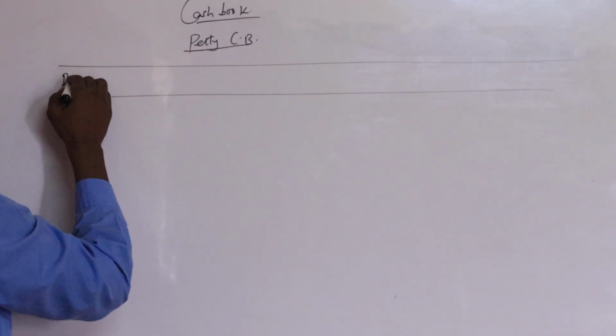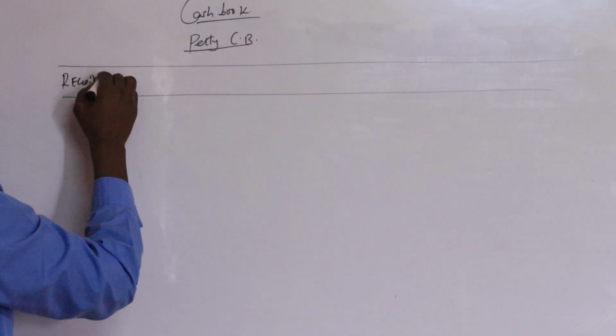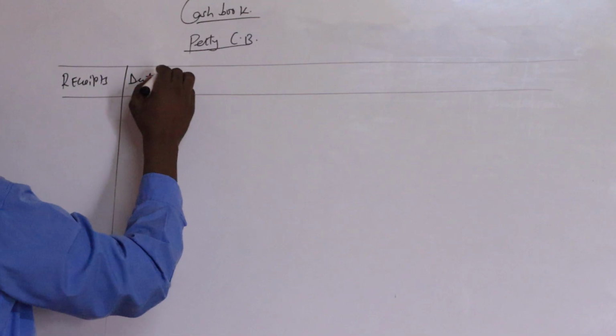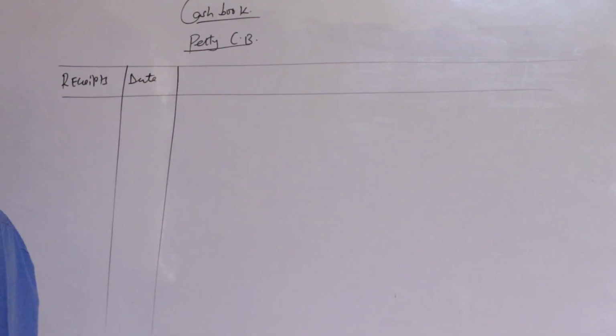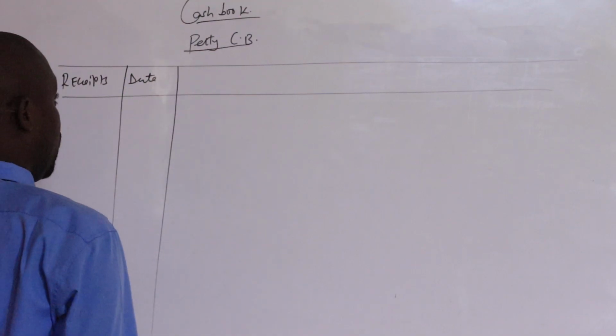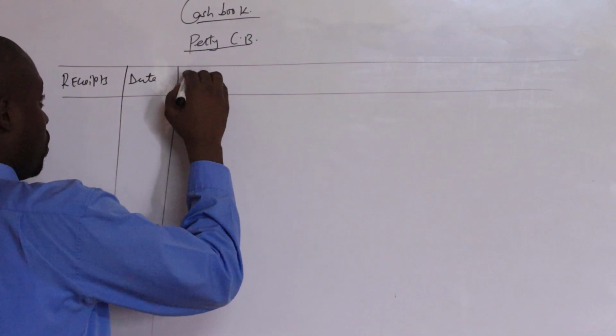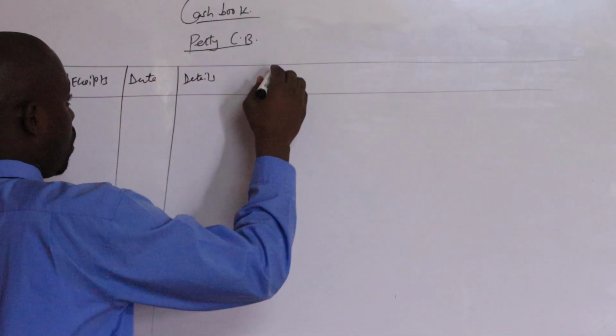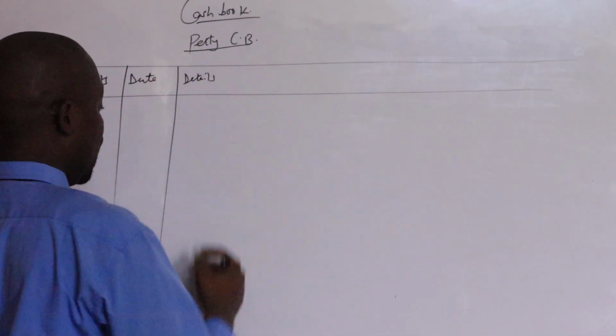You've got the first column being receipts. Receipts will appear this side. Then we'll have date. It looks very funny, so you should get used to this format. And then we'll have details here. After details, we'll have what? We'll have the payments.